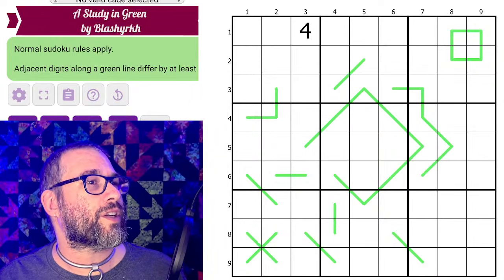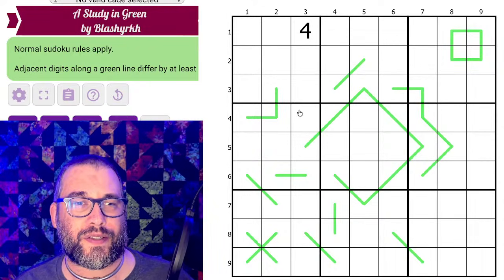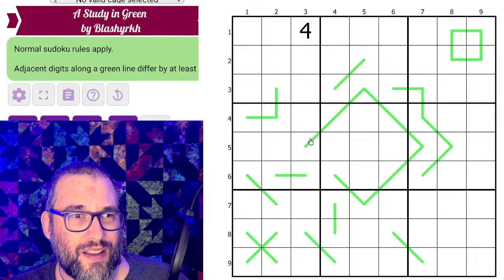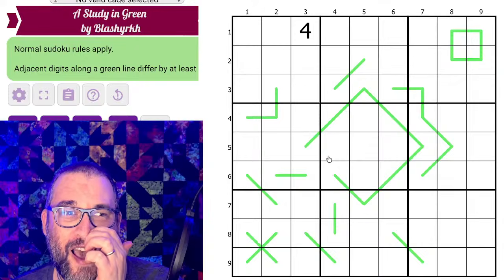Yeah, so adjacent digits along a line differ by at least 5, and that's all we get. A German whispers puzzle where we can't immediately place any 5s. Indeed.